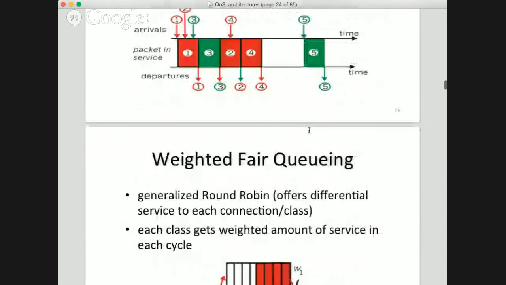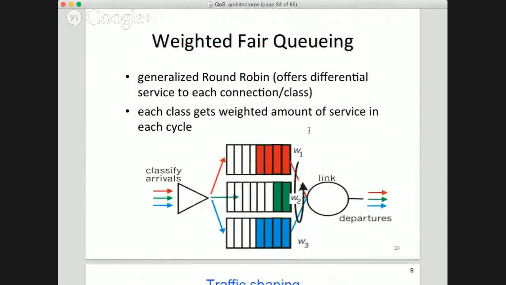So what I can do, I put the two things together, and I come up with what is known as weighted fair queuing, or generalized round robin. So what I do, in this case, here I have an example with 3 classes, red, green, and blue. I basically classify arrivals, I put them into separate queues, and then each class is getting a weighted amount of service in each cycle. So for example, in each cycle, I serve 3 packets from the red, let's say 2 from the green, and 1 from the blue. And I keep on cycling. So in this case, the cycle would actually be 6 packets, 3 from red, 2 from green, 1 from blue.